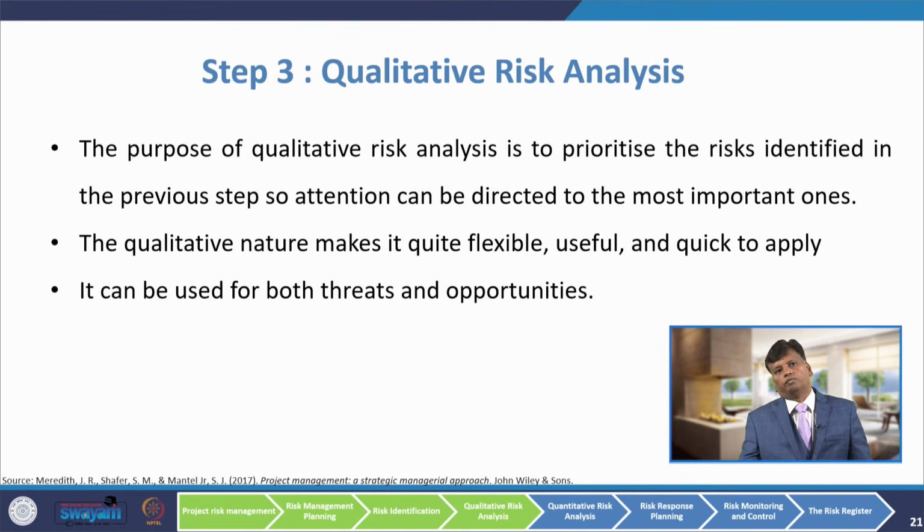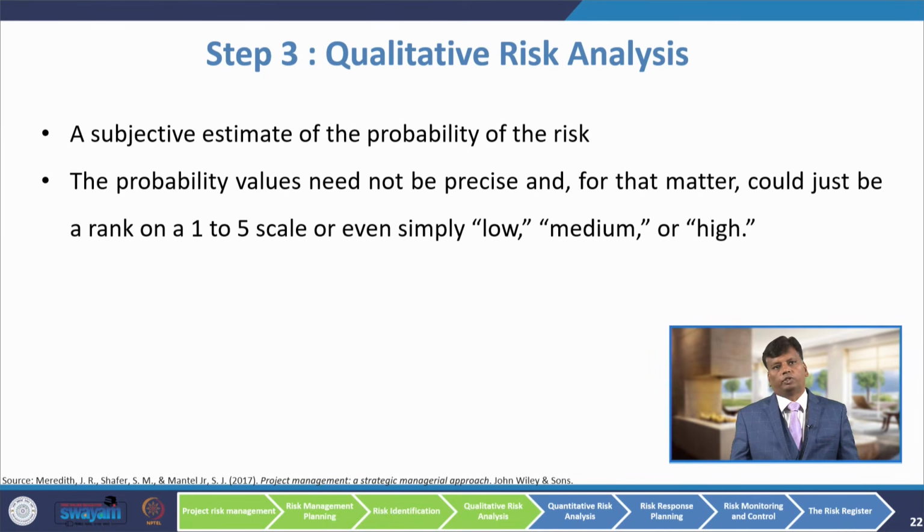The next step for managing the risk in the project is qualitative risk analysis. We have identified the risks, and now we are going to analyze them. We are going to use some qualitative tools, that is why it is called qualitative risk analysis. The purpose of qualitative risk analysis is to prioritize the risks identified in the previous step, so attention can be directed to the most important ones. The qualitative nature makes it quite flexible, useful and quick to apply. It can be used for both threats and opportunities.